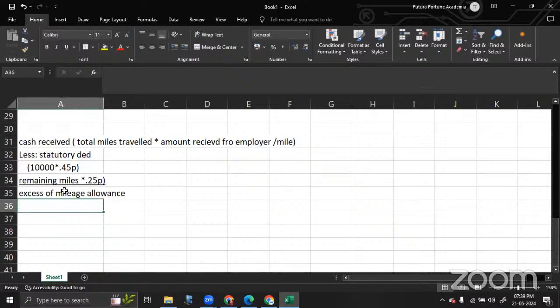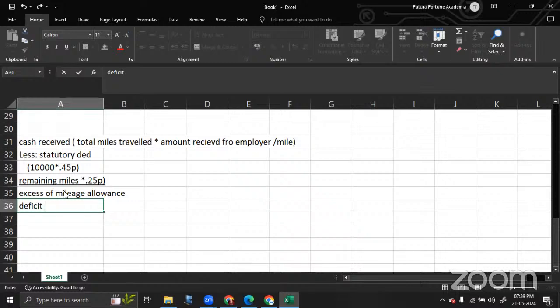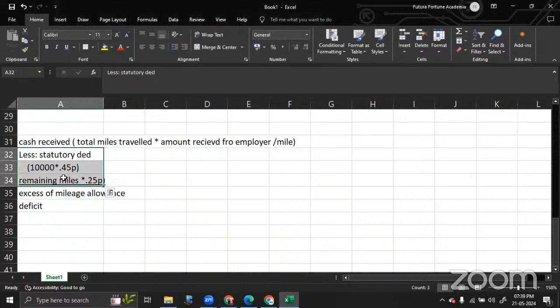And if it is negative, it is a deficit in mileage allowance and it is an allowable deduction. So the idea is, reimbursement up to this statutory limit is non-taxable. If you have received anything above that, you will have to pay tax on it.